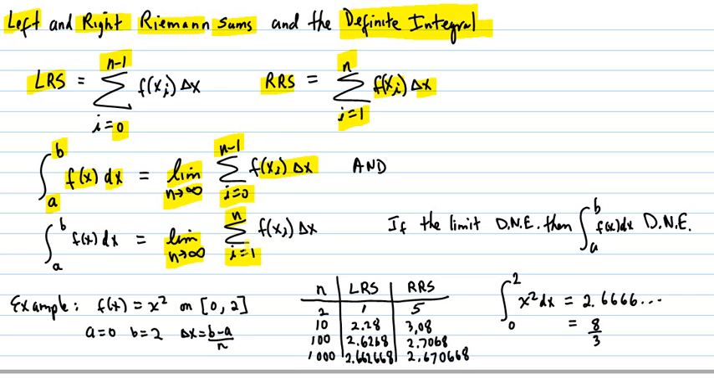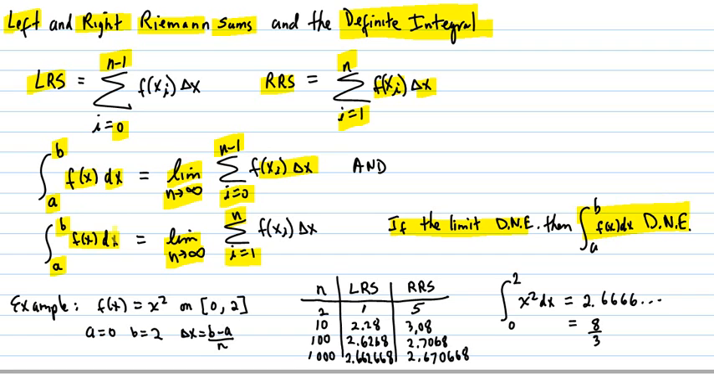So those have to be equal to each other, and the limit has to exist. If the limit does not exist, then the integral doesn't exist. And if the left is not equal to the right, then it doesn't exist either. So everything has to match up and exist for the definite integral to be defined.